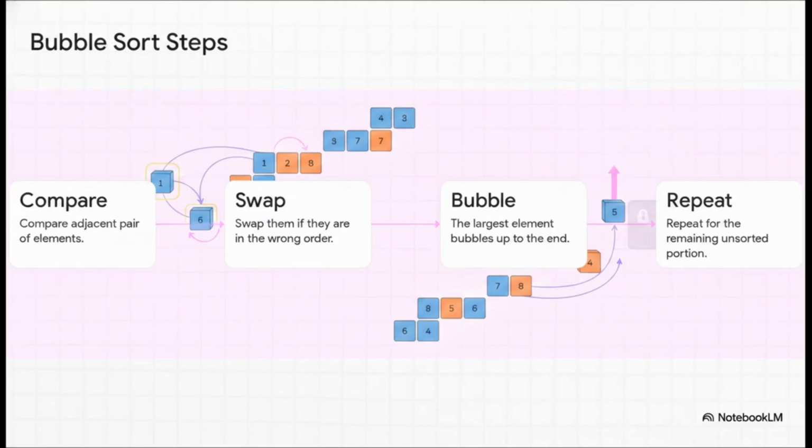Let's do a quick dry run to see this in action. Step 1. We start at the beginning of the array and compare the first adjacent pair of elements. Step 2. If the first is greater than the second, we swap them. Then, we move one position to the right and repeat. Now, by the time we hit the end of the array for the very first time, Step 3 guarantees that the absolute largest element has bubbled all the way to the very end. It is now locked into its final correct position. Then, Step 4, we just repeat this entire process for the remaining unsorted portion of the list.